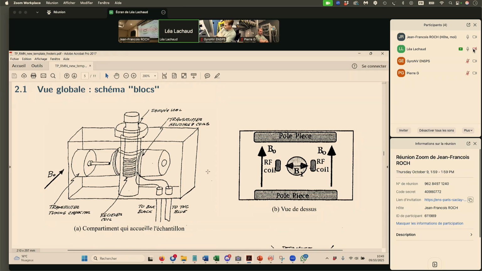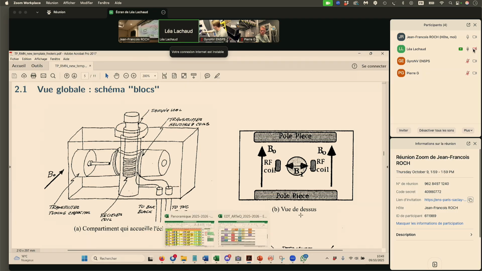We can measure the amplitude of the B0 field and deduce from the measurement of the Larmor frequency the value, for example, of the geomagnetic factor for the spins proton, right? So this is the first step.